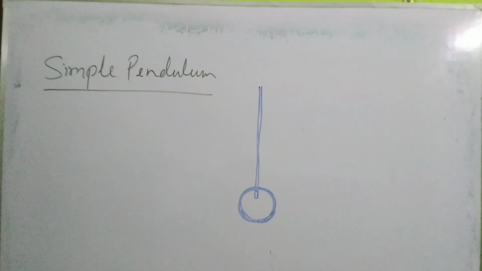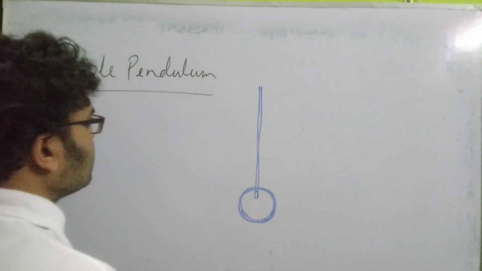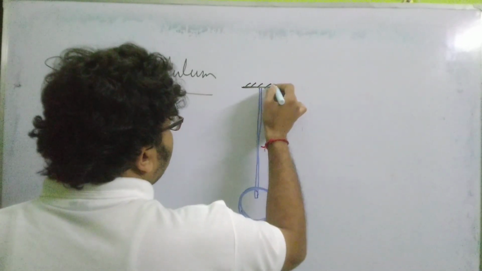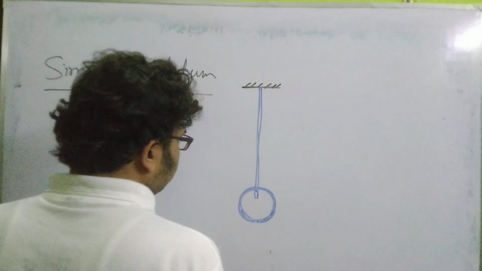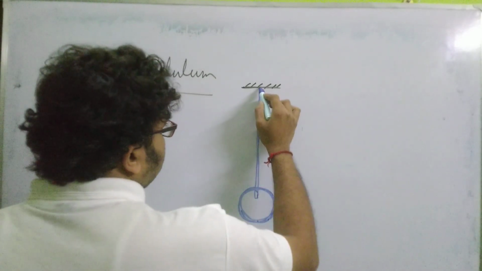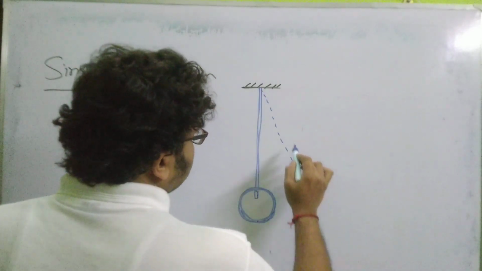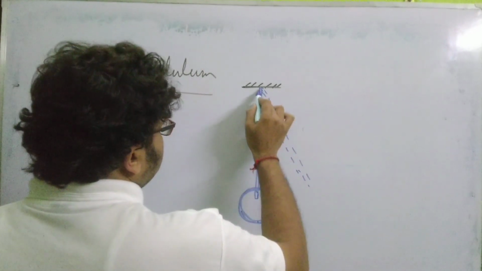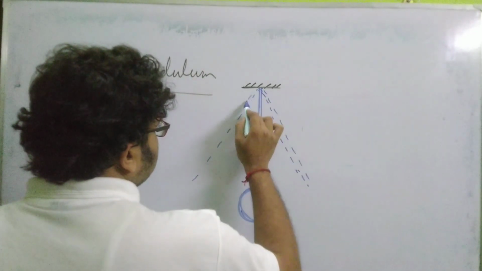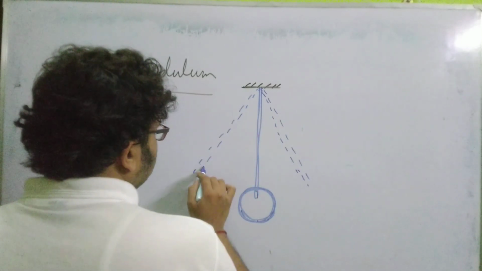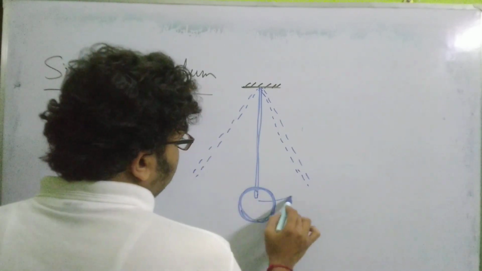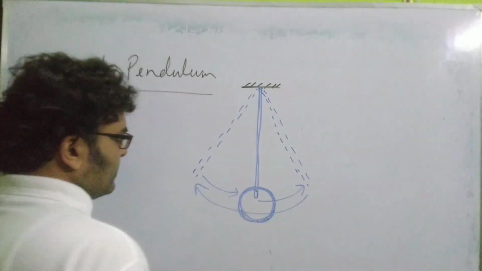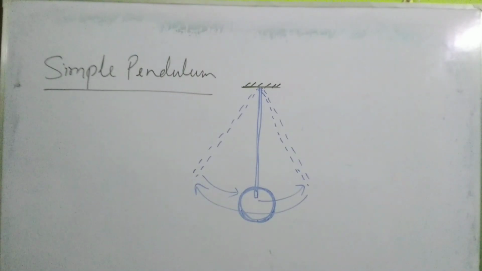This is attached to a rigid support, and it can swing to and fro. It can come to this position like this, and you can again move it to this position. So you can swing it about the fixed point. Like this it goes, then again it comes back. This is how a simple pendulum moves.